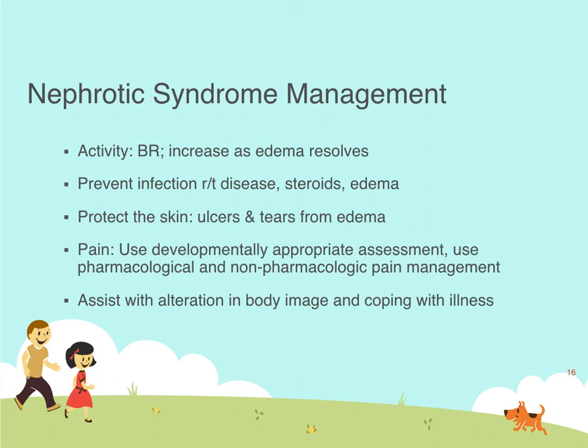Assist the child with alteration in body image. This is going to be more pertinent to the school-aged and adolescent teenager. We also need to help them cope with illness. For the child who has this as remissions and exacerbation over and over, we eventually teach them to take care of their illness on their own.